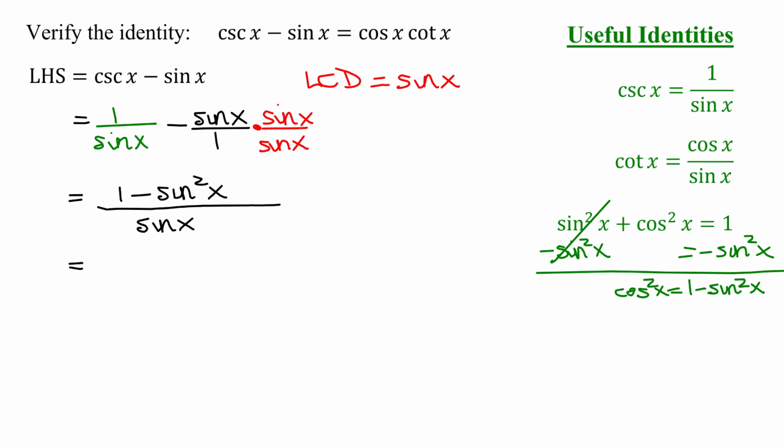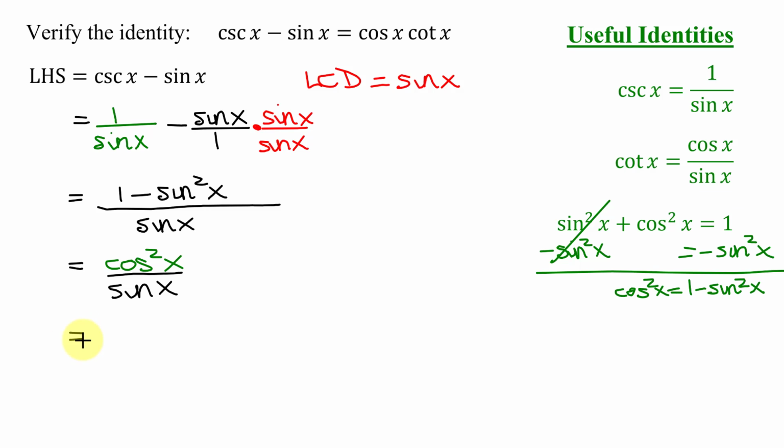So I'm going to get cosine squared x in my numerator divided by sine x in my denominator. Now things are looking better. At least I've got a cosine x present. And now I also need to get a cotangent of x over here. Well, that's the cosine of x over the sine of x.